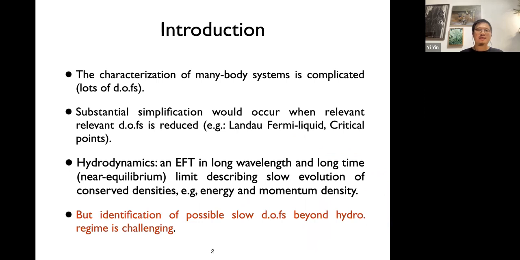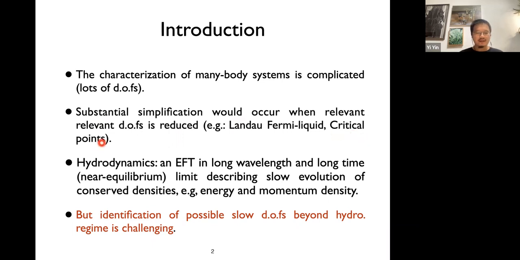All right. Let me begin with some general introductions. Suppose I'm considering many-body systems. At first glance, you would find that their characterization can be very difficult because it involves lots of degrees of freedom, which interact with potentially very sophisticated interactions. But on the other hand, we also know that you can make substantial simplifications in many cases, because the relevant degrees of freedom are actually reduced. You don't need to keep track of all the microscopic degrees of freedom.